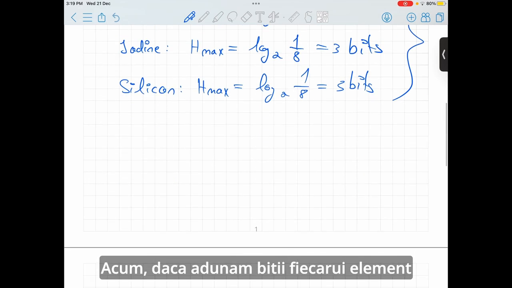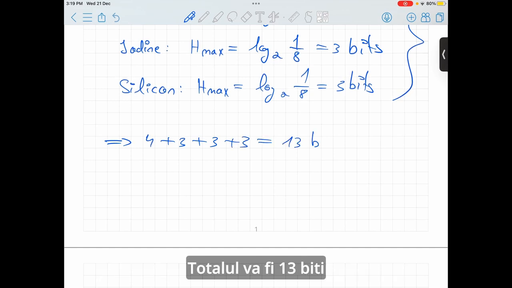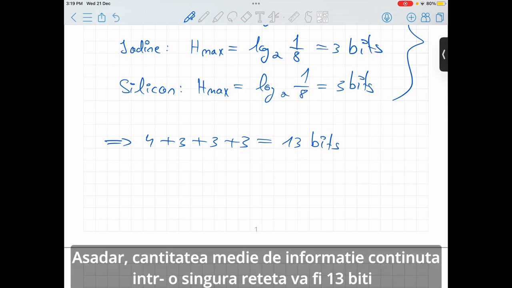Now, if we sum up the bits of all these four elements, we will have 4 plus 3 plus 3 plus 3. We will have a total of 13 bits. So the average quantity of information contained in a single recipe is 13 bits.